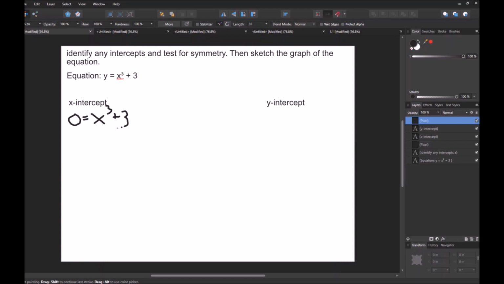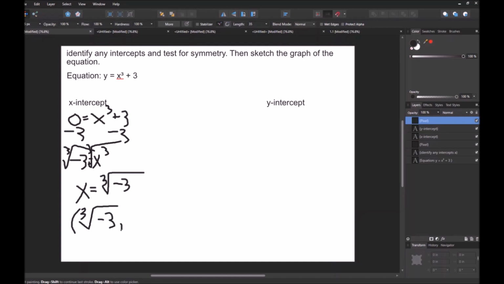And then we're going to subtract 3 to get x by itself. And we're going to have negative 3 equals x cubed. And in order to get rid of raising something to the third power, we need to take the cube root of it. So we're going to write the cube root here. And so we're going to have x equals the cube root of negative 3. So our x-intercept is going to be the cube root of negative 3, comma 0.